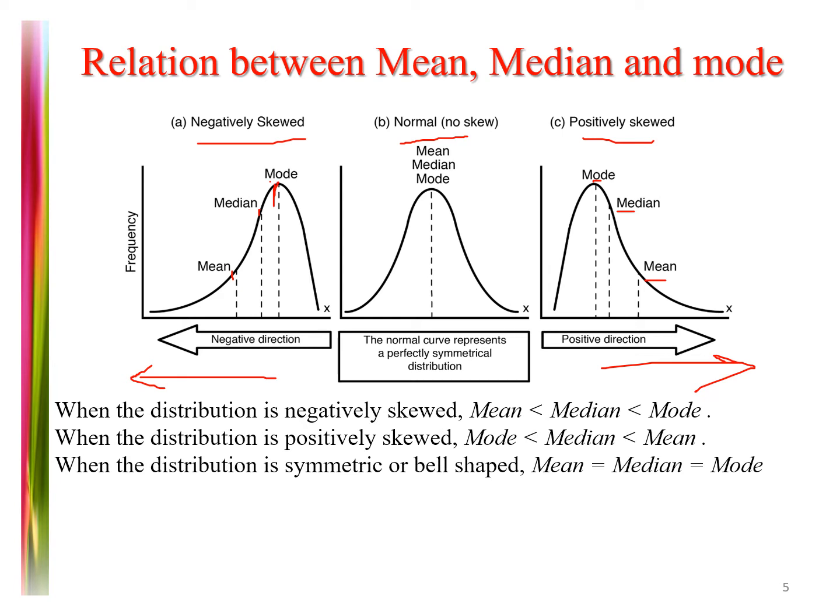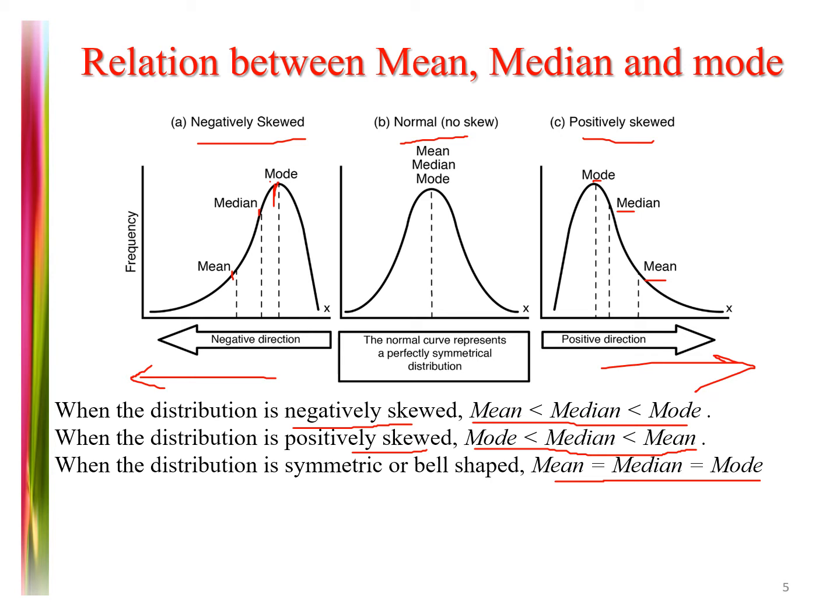And so I have given that here when the distribution is negative skewed, mean less than median less than mode, or positive skewed, mode less than median less than mean. And when the distribution is symmetric or bell-shaped curve, all values are equal. And in this case the median is the midpoint.